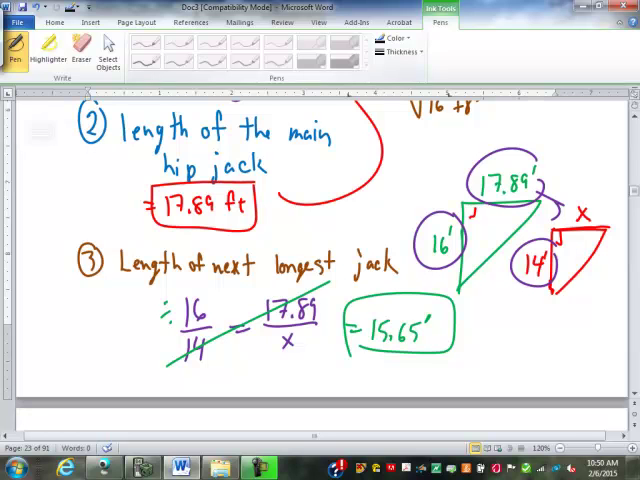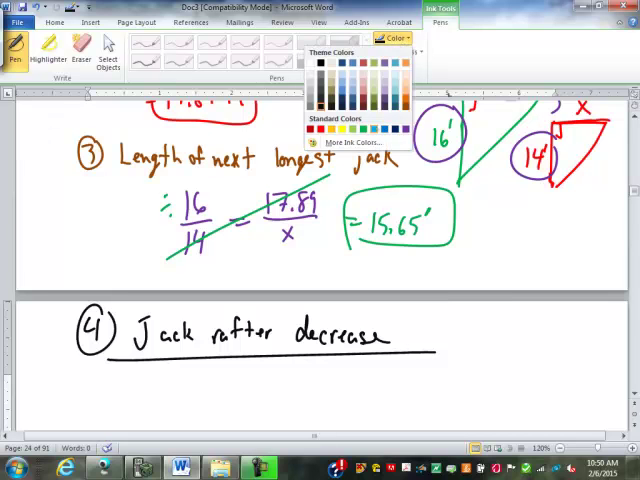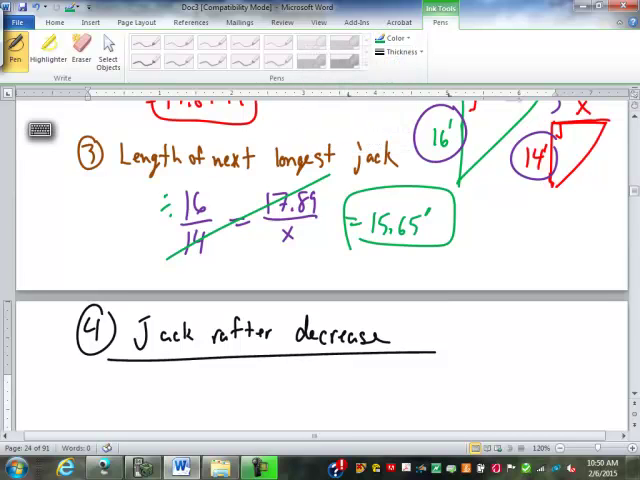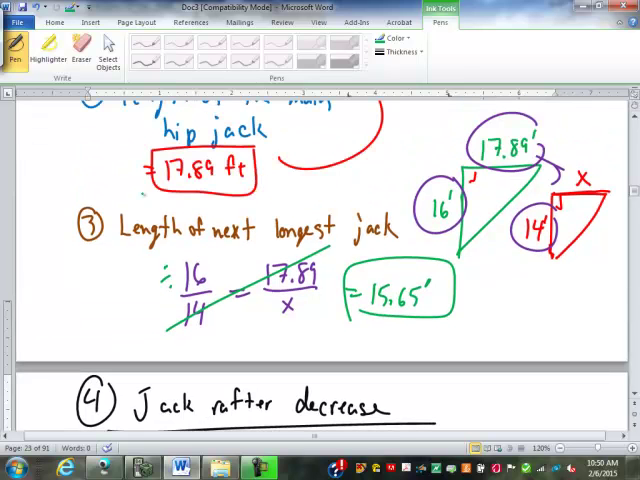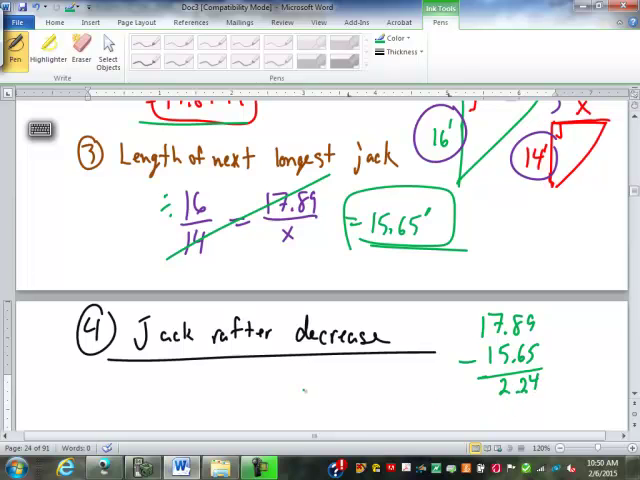The fourth thing we need to find, step 4, is to find the jack rafter decrease. The jack rafter decrease is the difference between the main hip jack and the next longest hip jack. Why is that important? Well, let's find it quick and then I'll show you why it's important. So 17.89 minus 15.65. So this will be 2.24 feet.